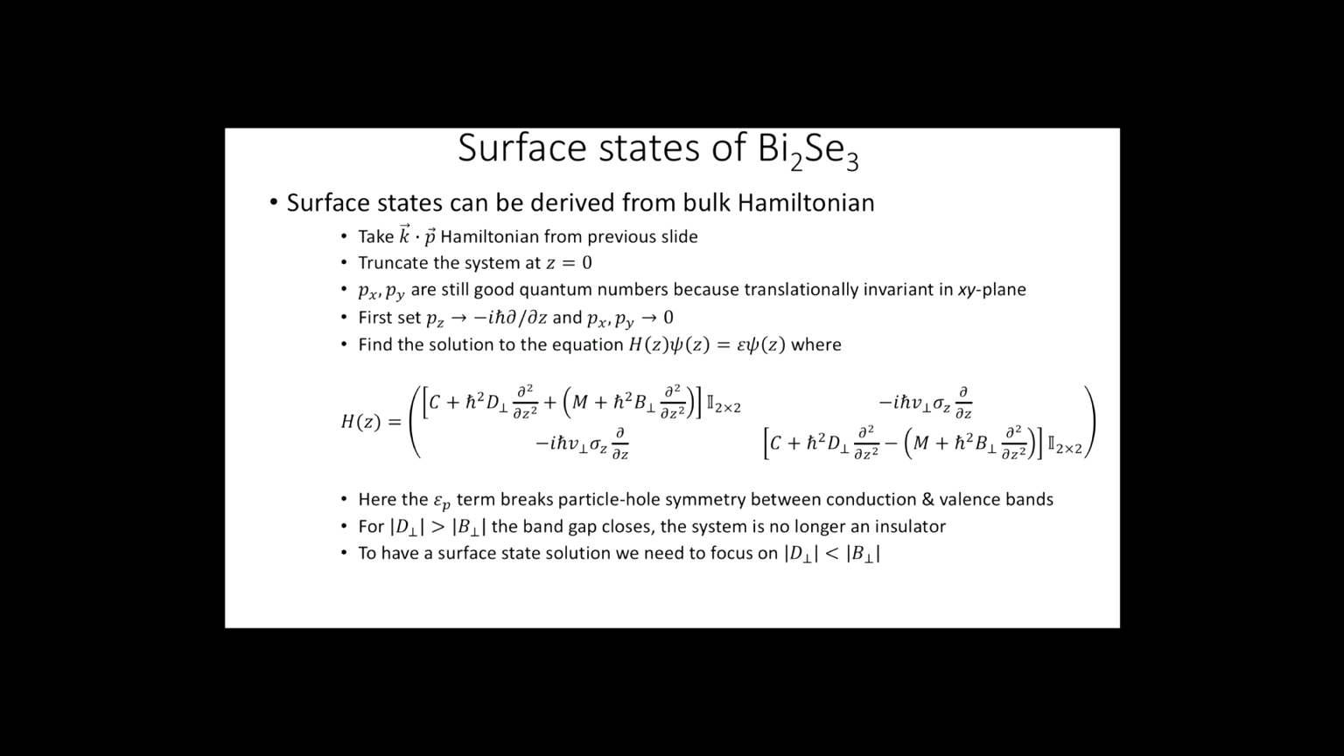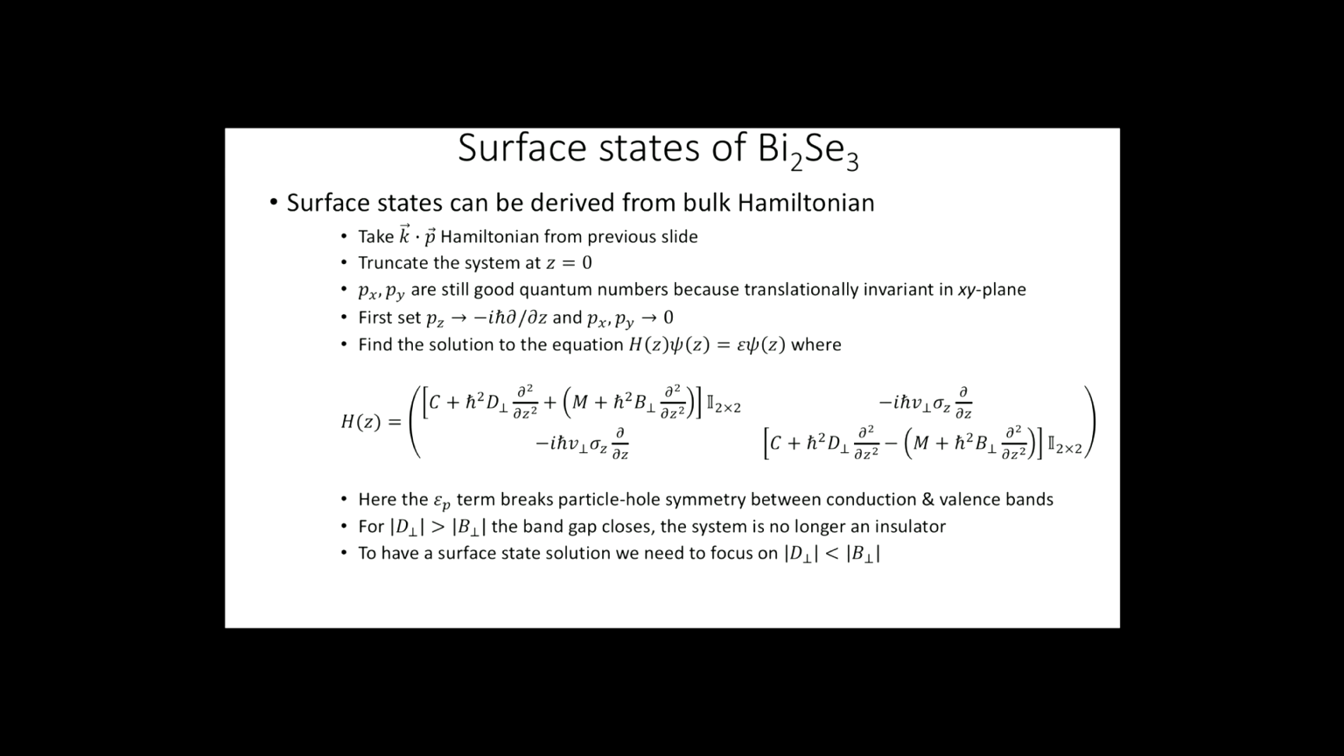So we take this Hamiltonian, we get a bunch of d squared dz squareds on the diagonal, and a bunch of ddz with sigma matrices on the off diagonal. Because we have this EP term, which breaks the particle-hole symmetry, the equations are just a little bit more difficult to solve, but they are very tractable analytically, as I'm going to show on the next slide. And I'll just tell you that in this particular model, for d perpendicular magnitude greater than b perpendicular, the system is no longer an insulator, so we're just going to focus on d perpendicular less than b perpendicular. That's not to say we can't find some solutions in the other case. They're just not of interest to us. And when you take the numbers from the band structure, certainly this holds.